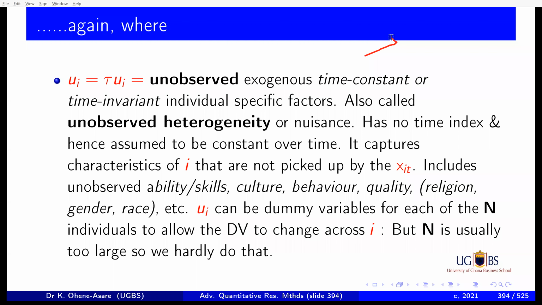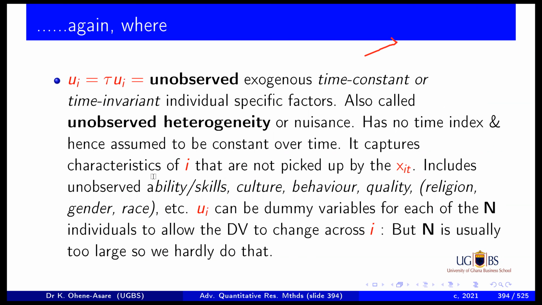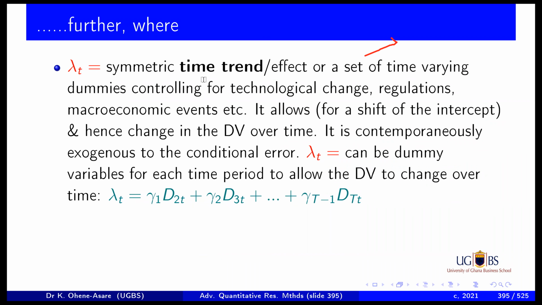Now, what is the second element of the error term? The second element of the error term is here. It is lambda t. So as it stands, that one changes across time, but not across individuals. That one is easy. It's a symmetric time trend. Sometimes we call it time effect, or a set of time dummies. So you see, these ones vary across time. Controlling for technological changes, for example, regulation, the regulations in the economy, the tax regulation, the budget regulation, these things change across time, but they don't change from household to household. They don't change from country to country, or from individual person to individual person. Macroeconomic effects, like GDP, change across time, but not across individuals. Inflation is changing across time, but not changing across individuals.